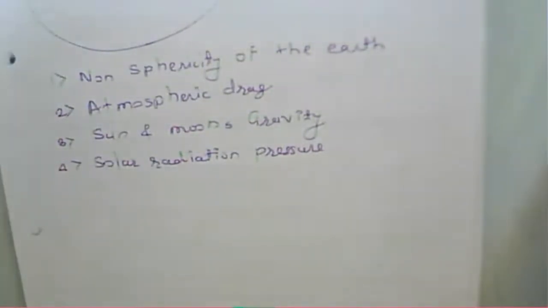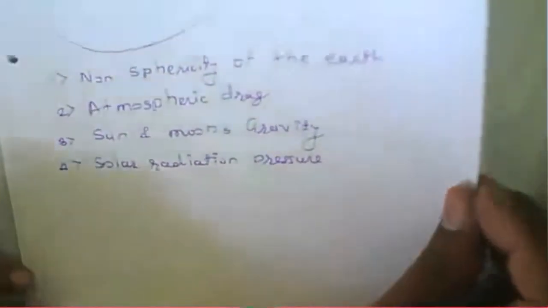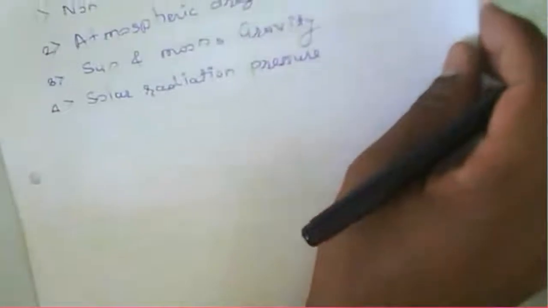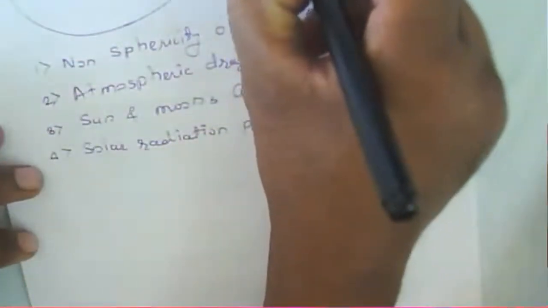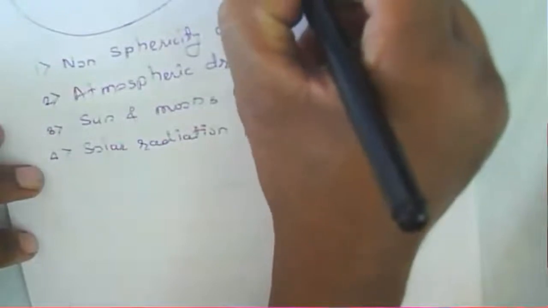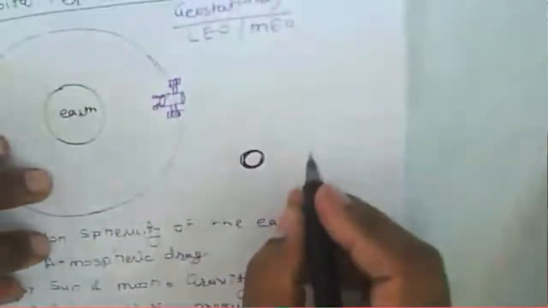Okay. Now we'll see that first one. In the first, we say that a non-sphericity of the Earth means what? The shape of the Earth is not a circular one. That shape is like an apple now.